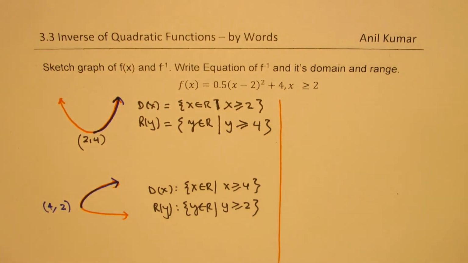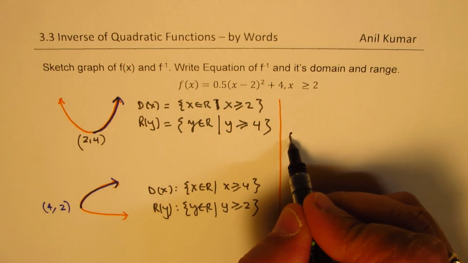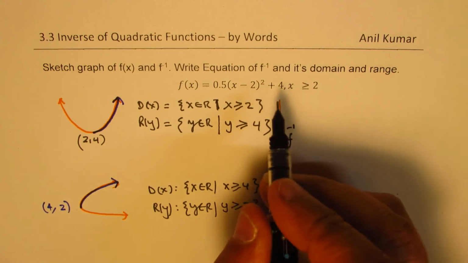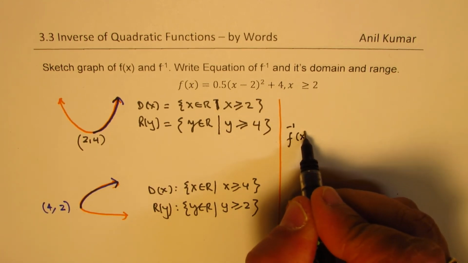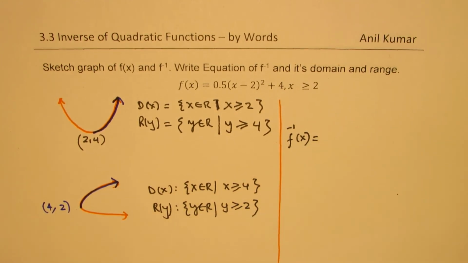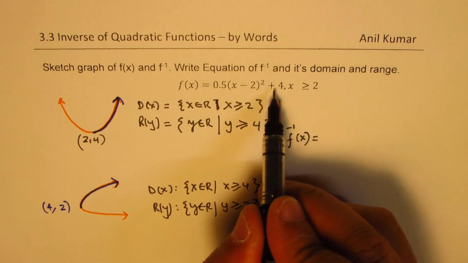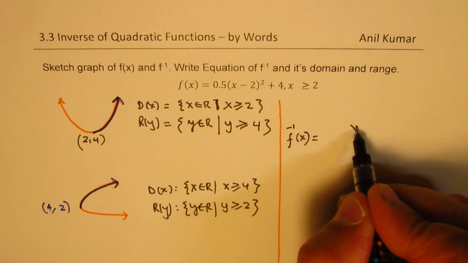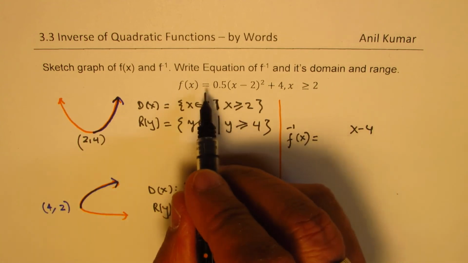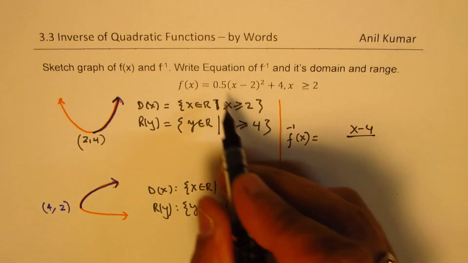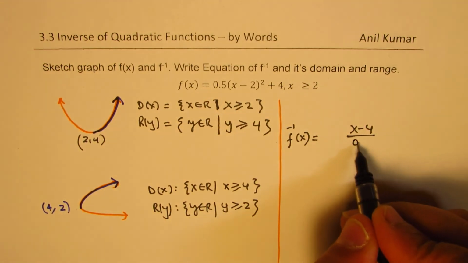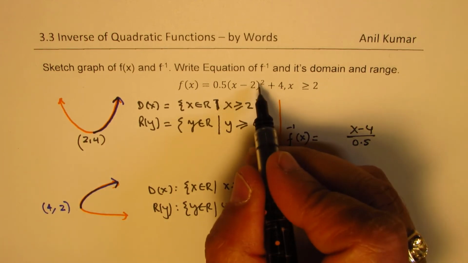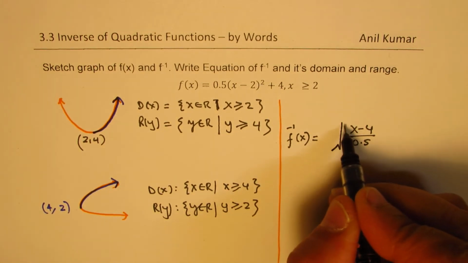Now, we know this part. Let us try to write down the equation itself. Equation of the inverse: f inverse, this is going to be a function, so let me write f inverse of x. First thing you do is take away 4, right? So we have x minus 4. Then you divide by 0.5, which is as good as multiplying by 2, right? But anyway, I'll write this 0.5 here. And then you do square root.